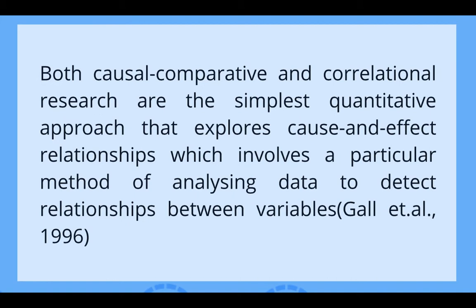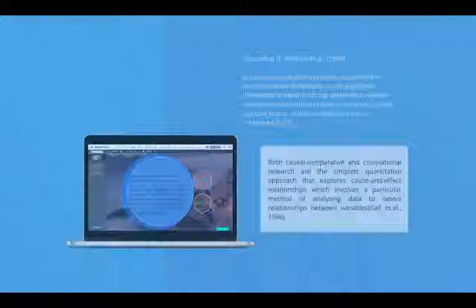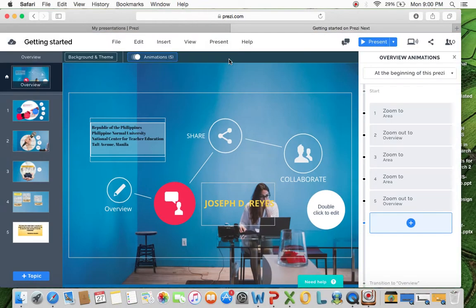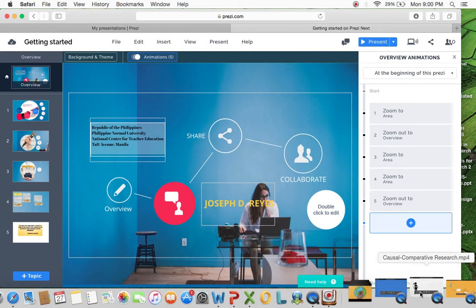Both causal comparative and correlational research are the simplest quantitative approaches that explore cause and effect relationships, which involve a particular method of analyzing data to detect relationships between variables. And now, before we proceed to the simple truths about the new classification of non-experimental research, let's first get a clear idea about correlational and causal comparative research.